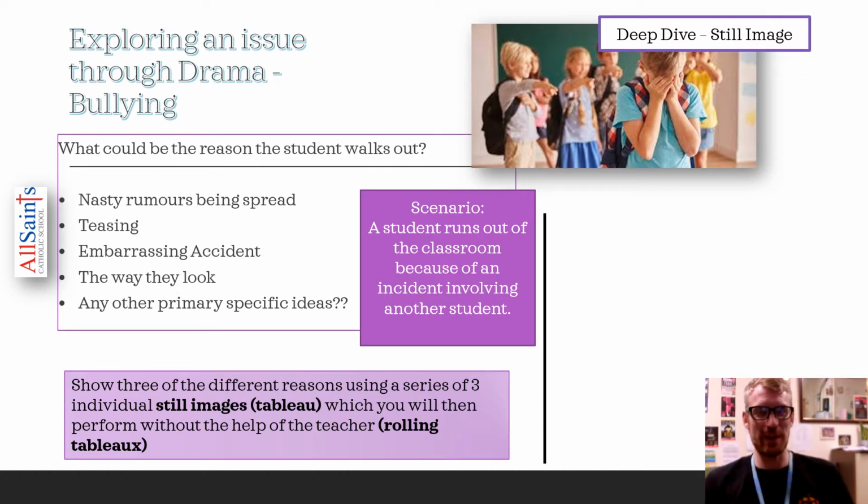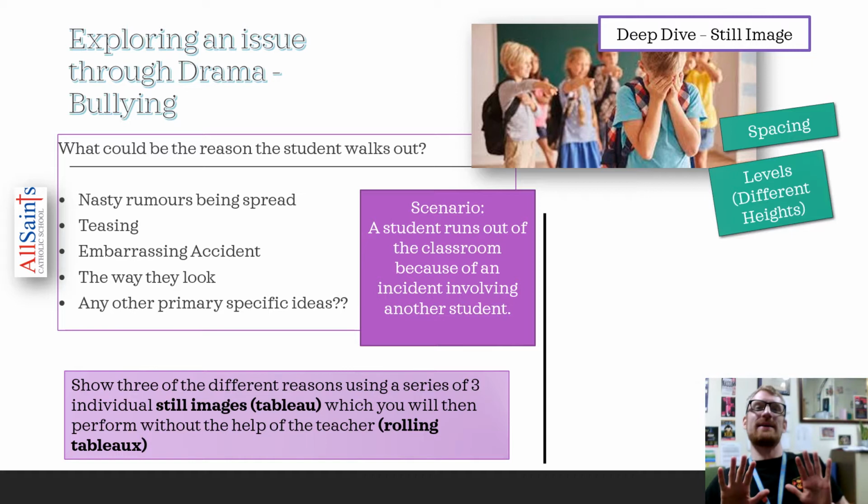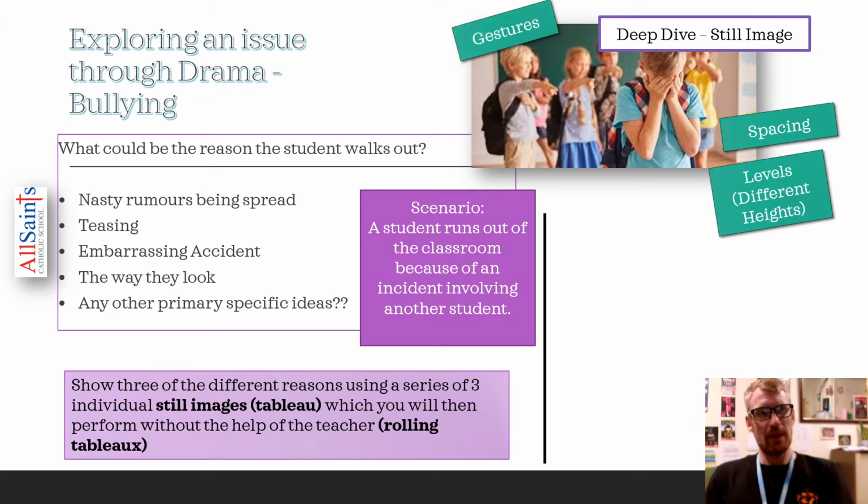Okay, so let's have a quick look at my top tips for creating a still image. You should have different levels, different heights in the picture, and spacing. As you can see in the picture there, some children are back in the picture, some children forward. We call that depth. Probably don't need that level right now, but spacing is really good.